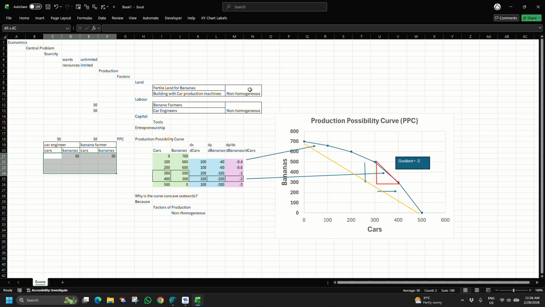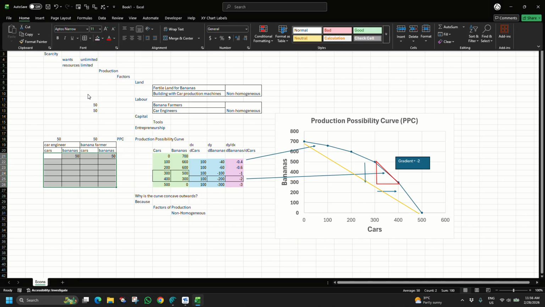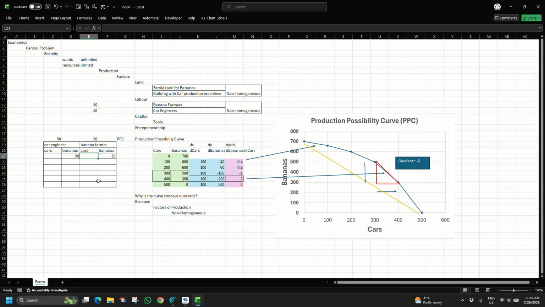Then later on, you want to make 100, for example, 100 cars. So I'm going to start using obviously my car engineers first, right? So I'm going to send 10 car engineers to make cars, leaving only 40 to make bananas, and the other 50 are still doing the same. So what happens is, okay, I lost, because they are car engineers, right? They're not actually very good at making bananas, so I only lose 40 bananas.